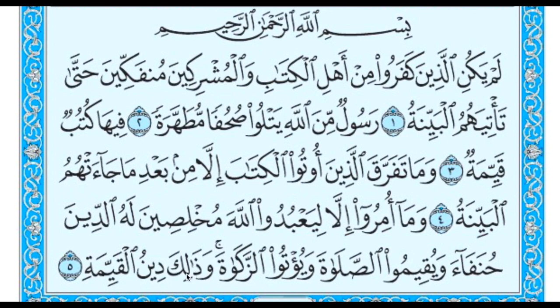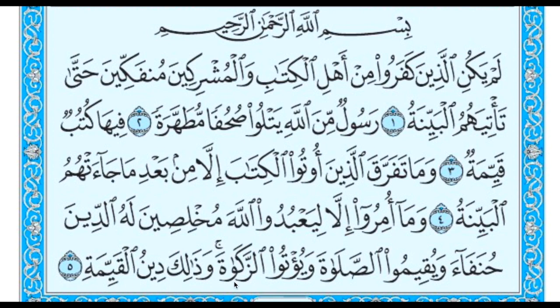Wa dhalika, this or that. Dhalika is meant for something far or lofty, either one. Deenul qayyimah, the religion of virtues. The Deenul qayyimah, the religion of virtues.